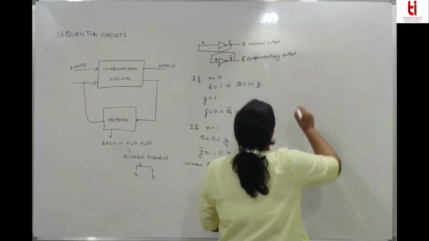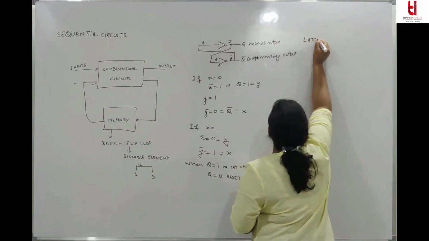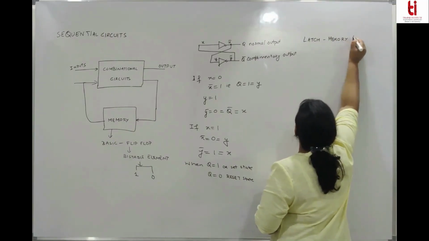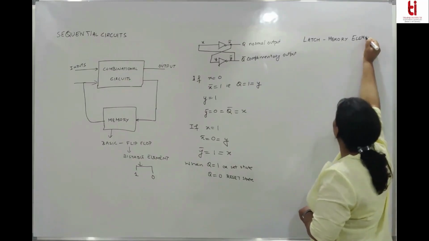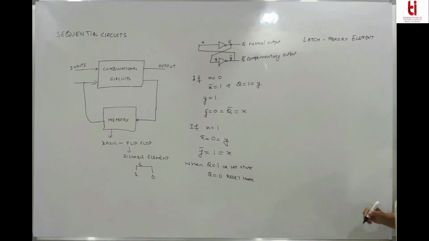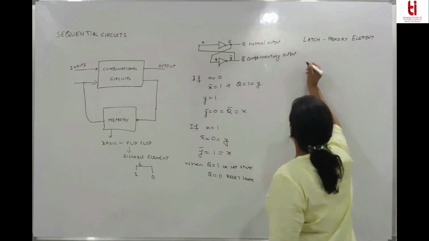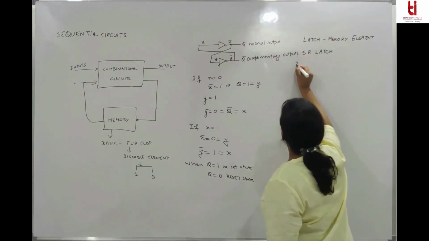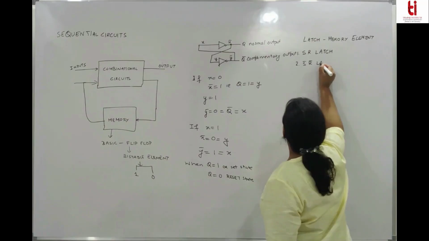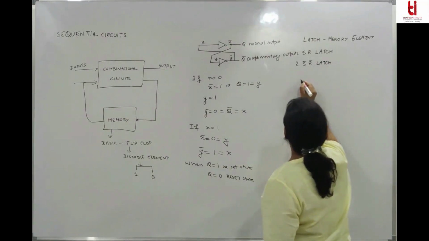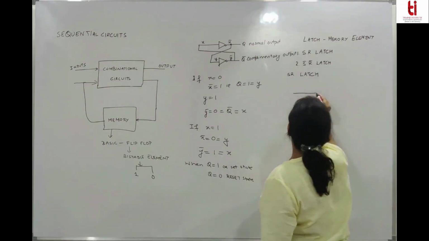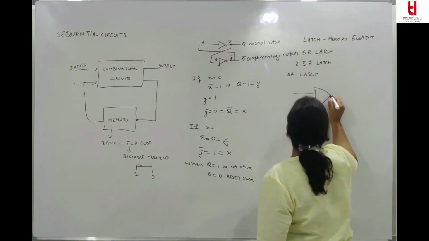Now we start with a latch. A latch is one memory element whose output is not time dependent. So we have two types of latches, the SR latch and the S bar R bar latch. If we take an SR latch, it is made using a NOR gate.